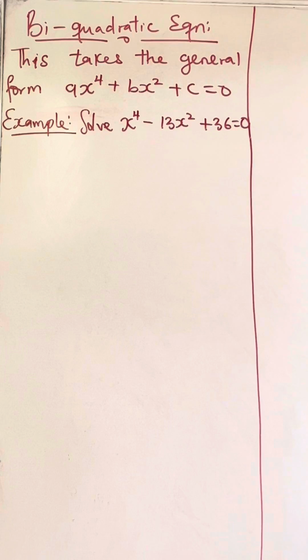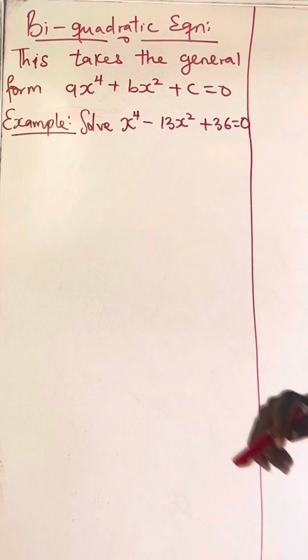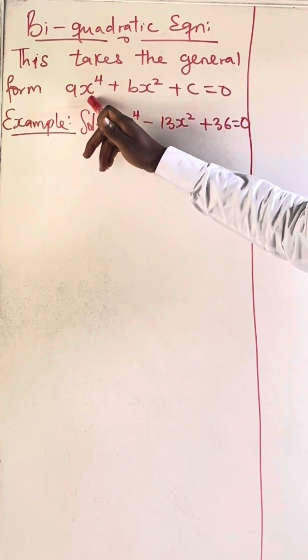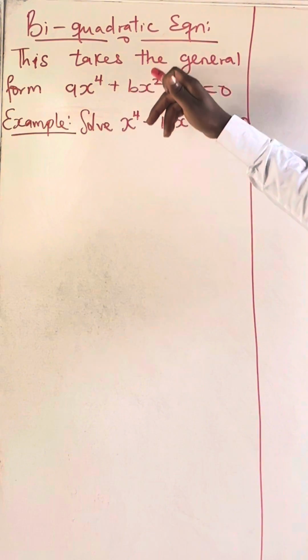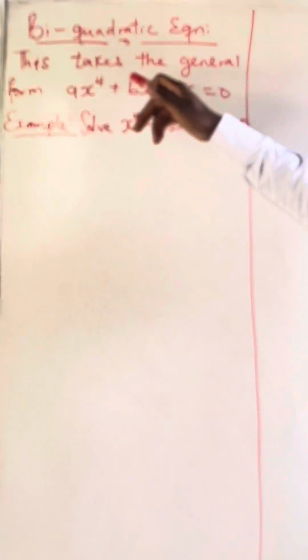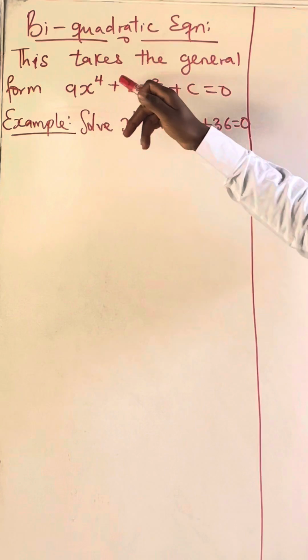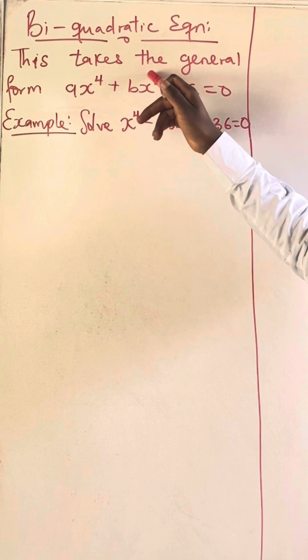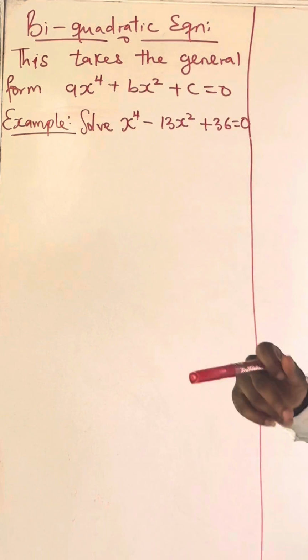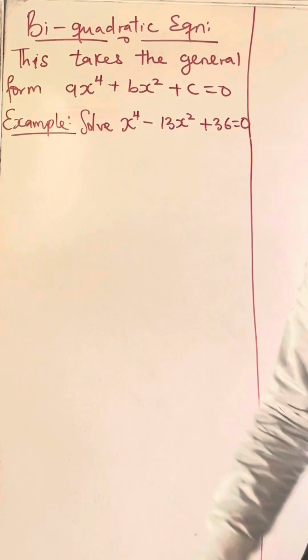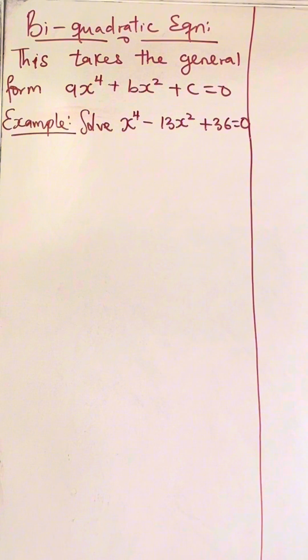So guys, after we've talked about a quadratic equation, we are going to be talking about a bi-quadratic equation. A bi-quadratic equation is an equation that takes this general form: ax raised to power 4 plus bx squared plus c is equal to 0. The highest power will be 4, followed by 2, then followed by 0. So this is the general form of a bi-quadratic equation. How do we solve a bi-quadratic equation?